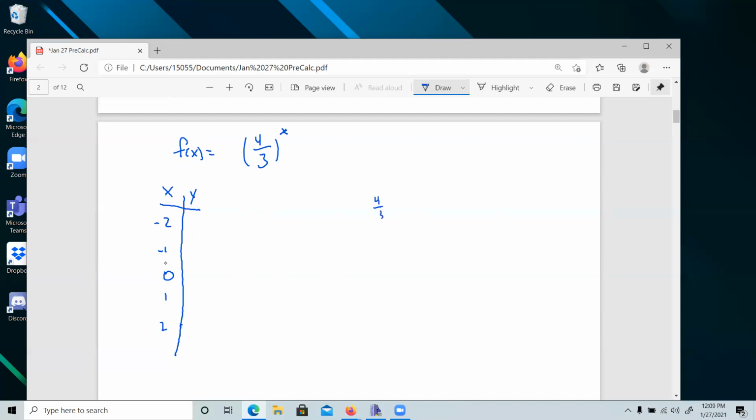Okay, so what's 4/3 to the 0? Well, we got a number raised to the 0, this one. All right, 4/3 raised to the 1. If all the problems could be this easy, right? If we do 4/3 to the -1, that just flips it. This just says take the reciprocal.